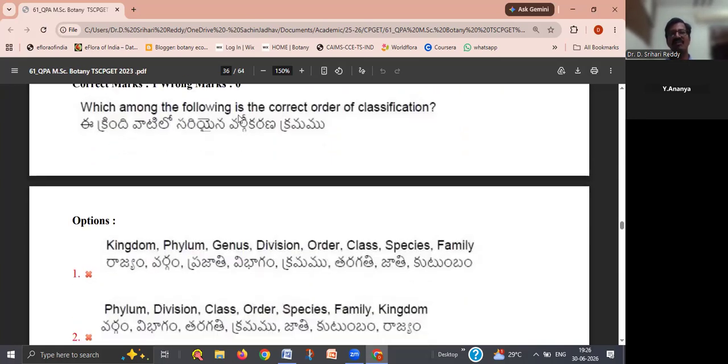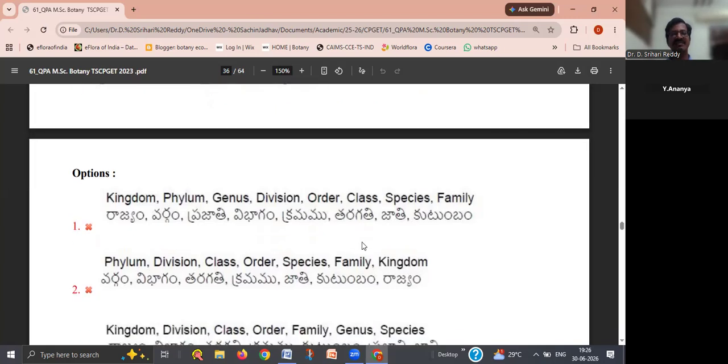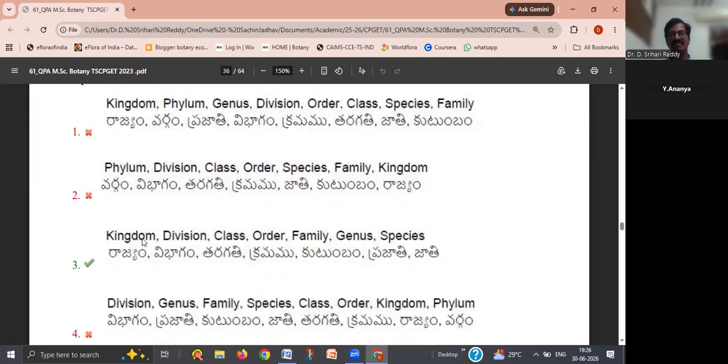So which among the following is the correct order of classification? Correct order of classification they are asking. In the classification, we see the first kingdom, next division, next class, next order, family, genus, and species. So this is the right order. It is also called hierarchy of classification.